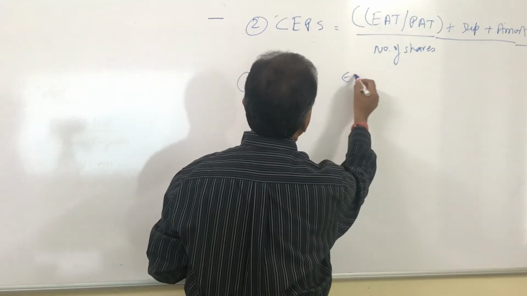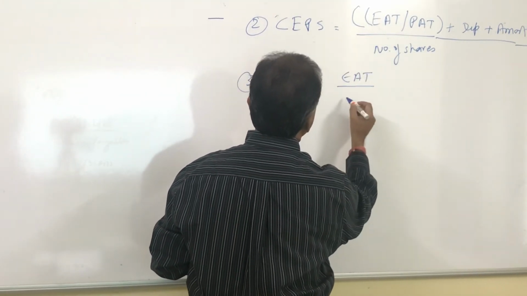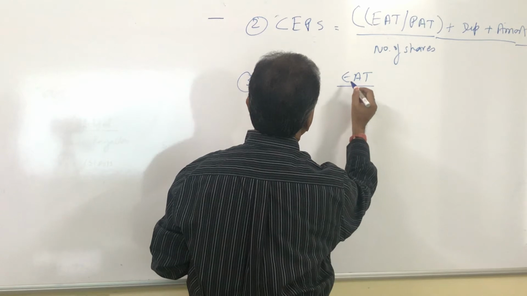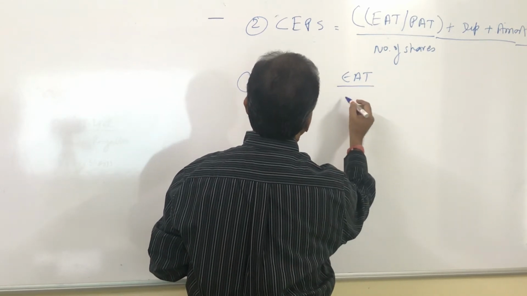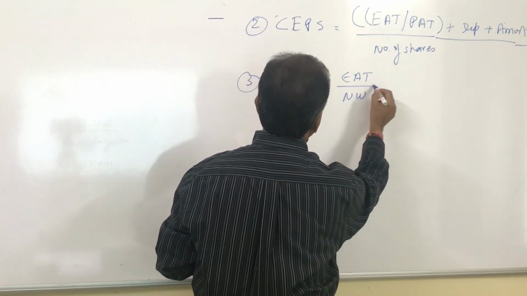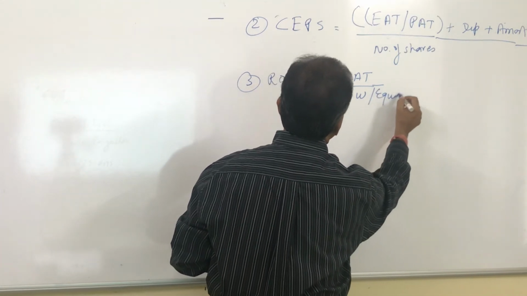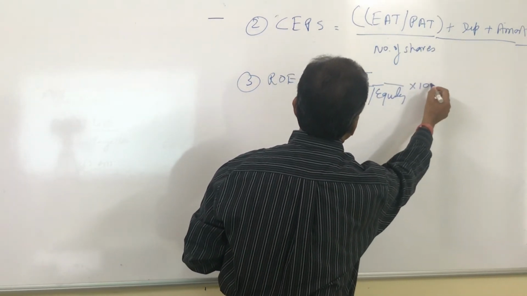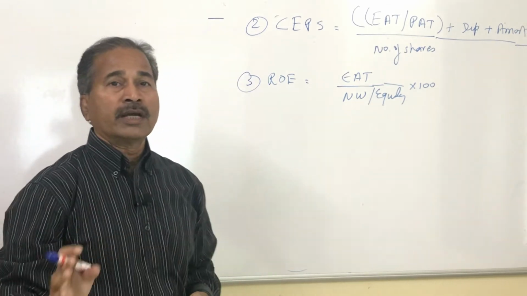So you will take EAT, earning after tax, and divide it by the net worth of the company, or equity of the company, into 100, and this will give you your return on equity.